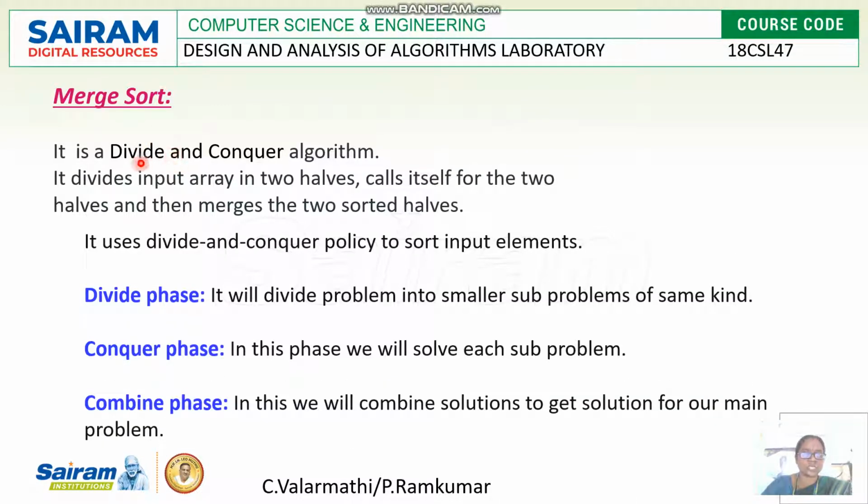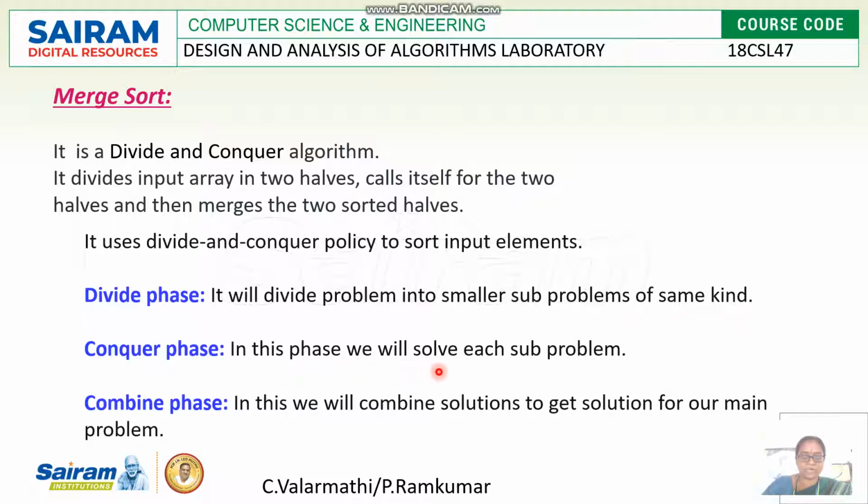As we know, merge sort uses the divide and conquer algorithm. Divide means the entire array will be divided into two halves, and the two halves will be treated separately. That is the main concept of merge sort. Divide and conquer has three phases. The first phase is the divide phase. It will divide the problem into a number of subproblems of the same kind.